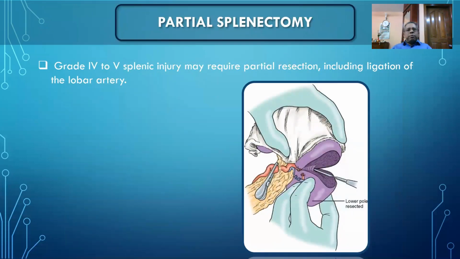In case of partial splenectomy, a grade 4 or grade 5 splenic injury may require partial splenectomy, including ligation of the lobar artery. So after ligation of the lobar artery, you can excise a part of the spleen.